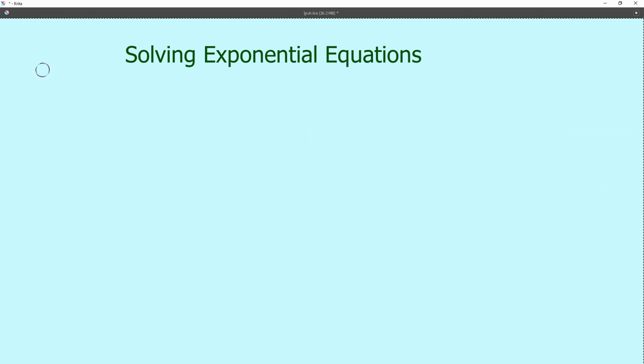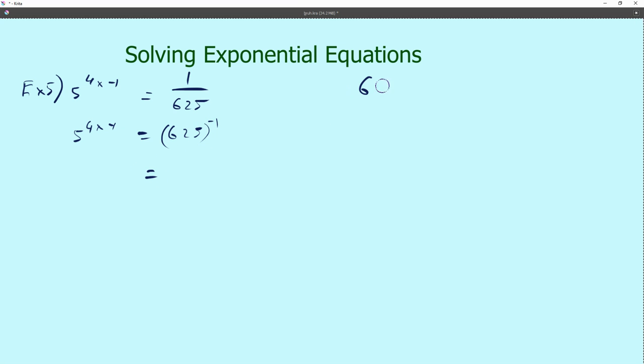All right, I have 2 more examples for you guys here. Example 5, I have 5 to the 4x minus 1 is equal to 1 over 625. All right, there's that trick that we did earlier. If it's at the bottom, you just make it 625 to the -1, and now it's on the top. And then now I'm going to change that. If I break 625 down, I actually have 5 times 125, which is 5 times 25, which is 5 times 5. There you go, that's not bad.